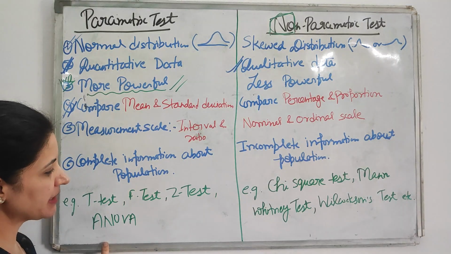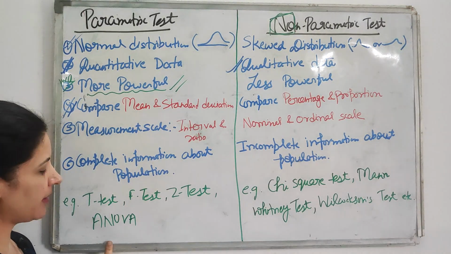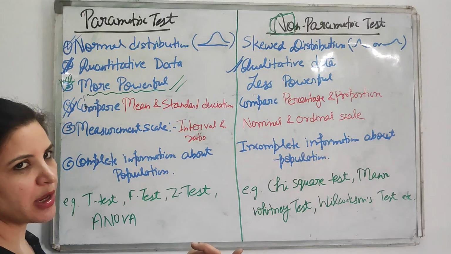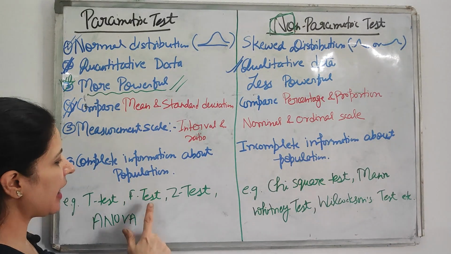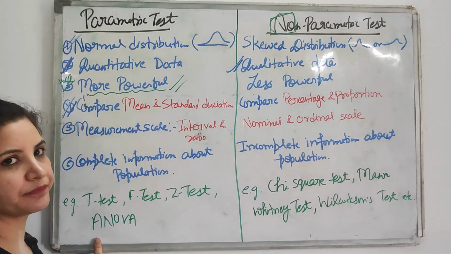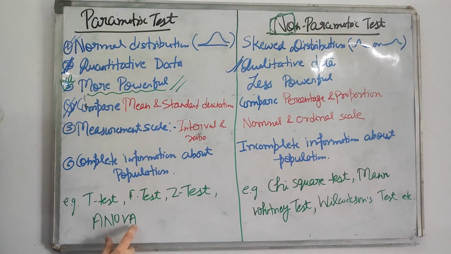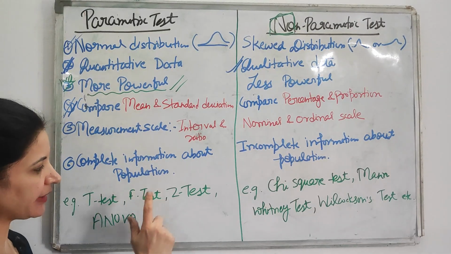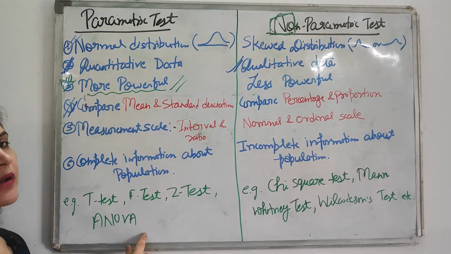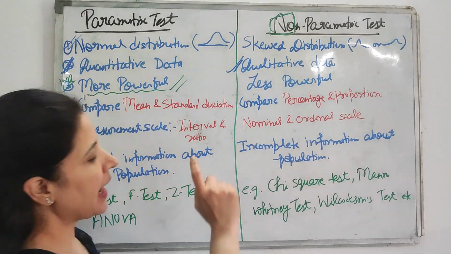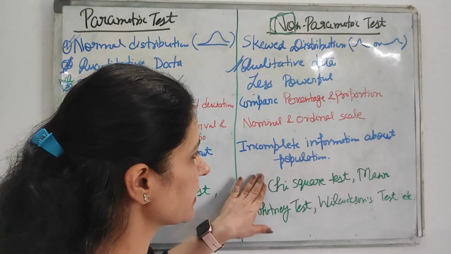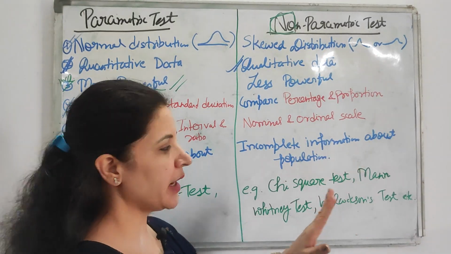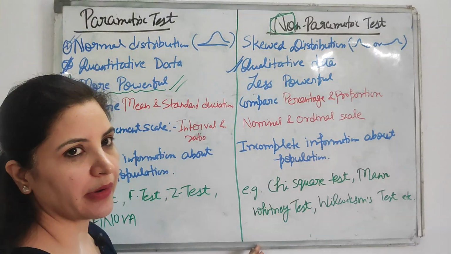Now, what are the examples? That is, what are the tests which come under parametric test? Like t-test, f-test, z-test, and ANOVA. What is ANOVA? The full form of ANOVA is analysis of variance. So t-test, f-test, z-test and ANOVA are the parametric tests. And non-parametric tests include the chi-square test, Mann-Whitney test, Wilcoxon test, etc. So these tests come under the non-parametric category.